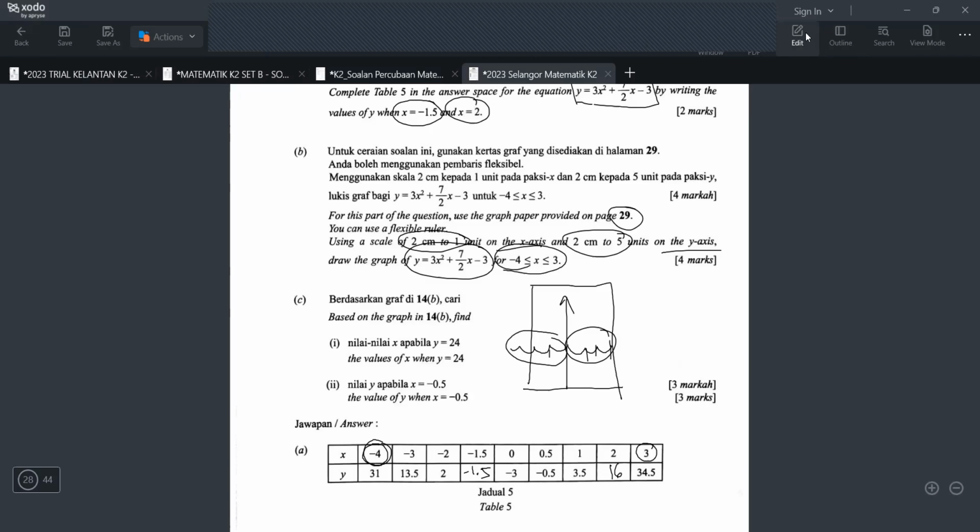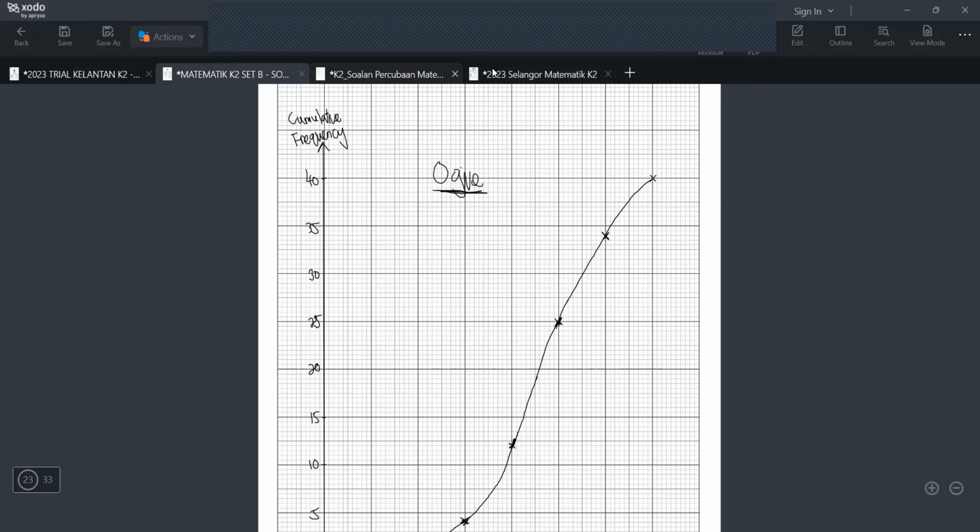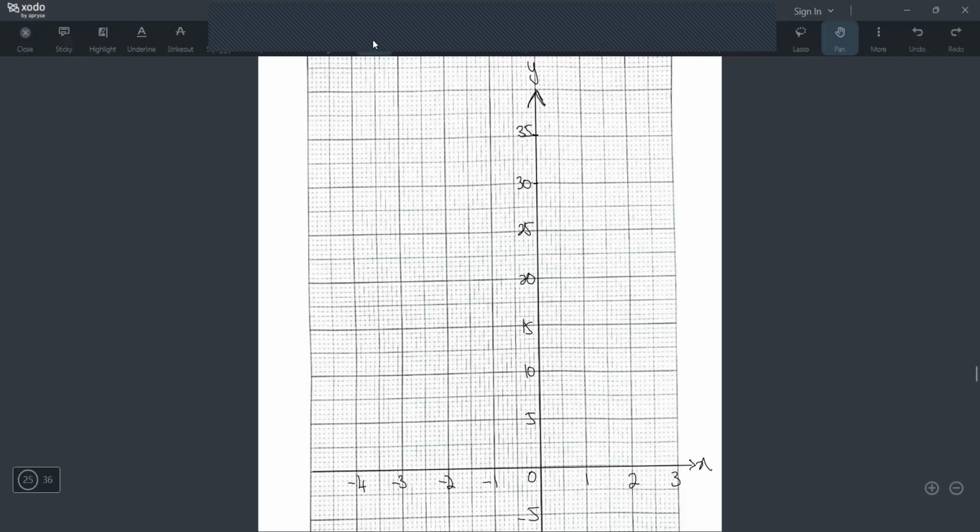The first point, they want me to plot negative 4, 31. Let's go. Negative 4, 31. Negative 4 is here. 31 is just past 30, go up two small boxes. Why up two? Because one small box is 0.5. How do I know one small box is 0.5? Because from here to here is plus 5, right? So one box is 5 divided by 10, which is 0.5. So I hope you understand why I go up two small boxes. Okay, so this is the first point.